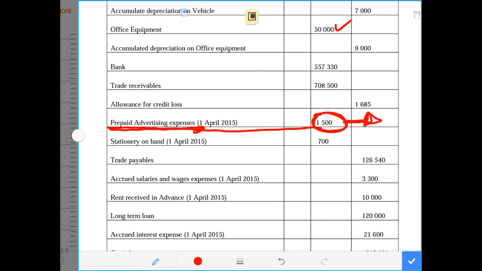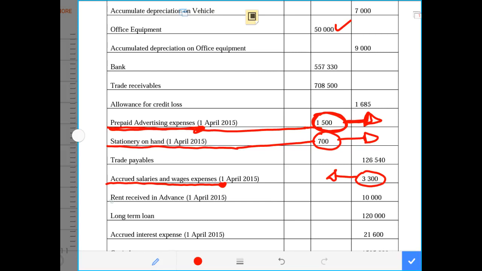And we have stationery on hand, and the stationery on hand was 700 at the beginning of the year, and we have to make a reversal for the stationery on hand, where we transfer the stationery into an expense account or stationery expense account. And when we do that, we will be crediting, because the reversal of debit is credit. Then after, we have accrued salaries and wages that were also accrued at the beginning of the year, and that was a liability obviously by end of last year and current year, which will be reversed on the debit side.